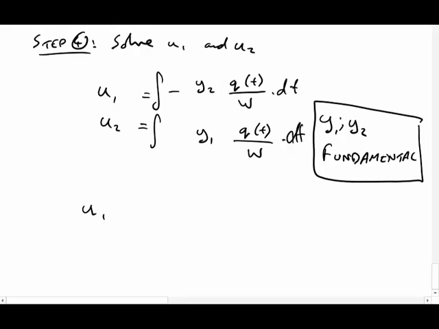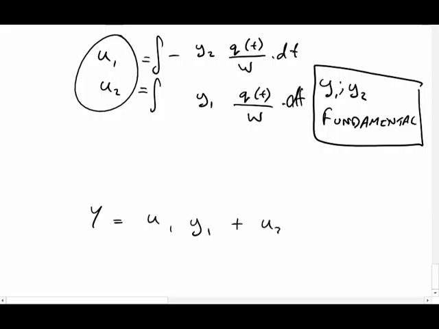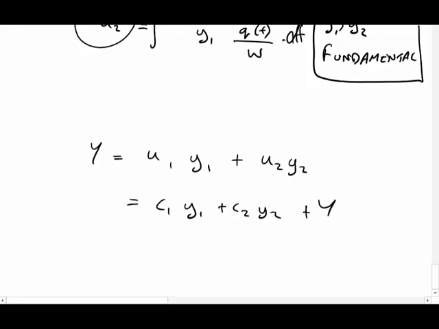Then it follows that when you find what u1 and u2 are, the general solution is u1 times y1 plus u2 times y2. You'll see that it still follows the form of c1y1 plus c2y2, plus some extra bit, and that basically follows the form of yc plus some extra bit. So that's the general form.